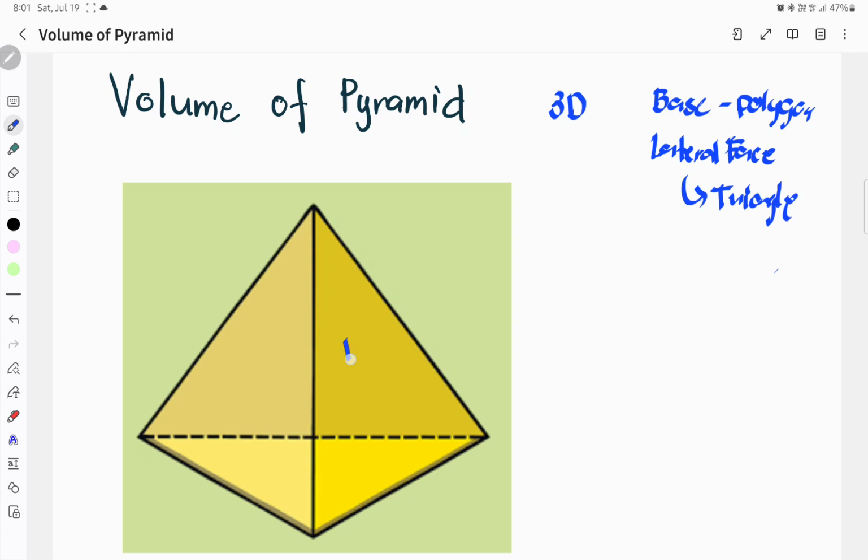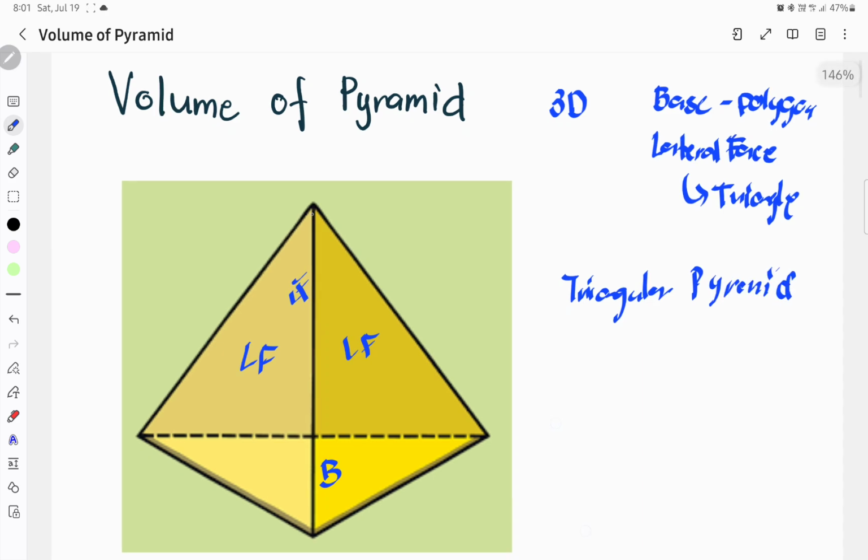As you can see, this is a lateral face, this is a lateral face, and then there's another lateral face at the back. And this is now your base, which is a polygon. We call this a triangular pyramid. Another part is known as the vertex, or in some other references, the apex. The apex is the endpoint of all the lateral faces. As you can see, this here would be its point.